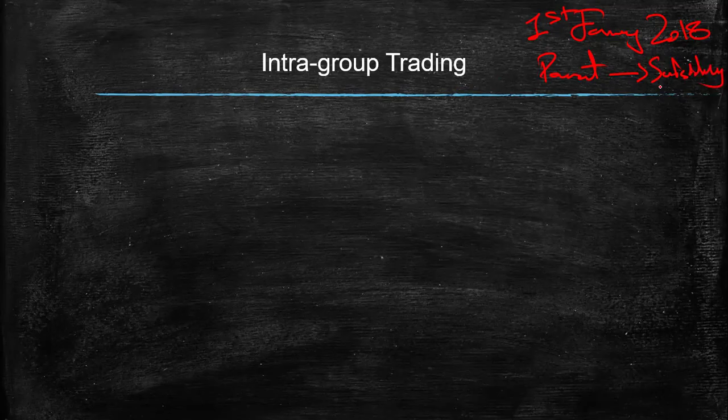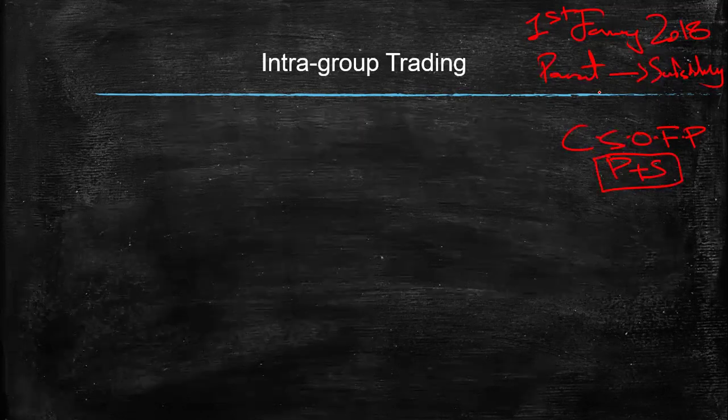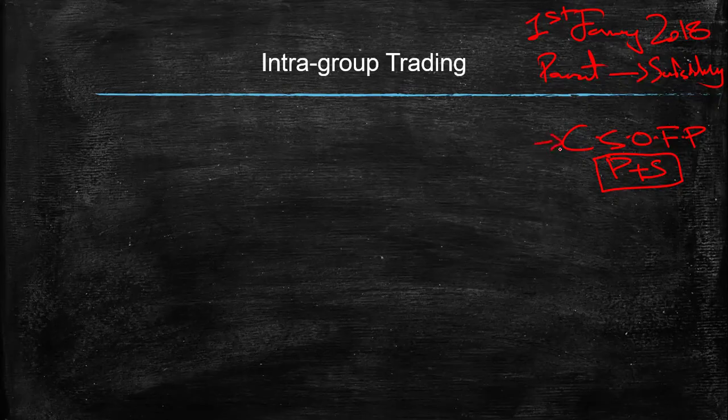Now you can imagine that when we're preparing the consolidated statement of financial position, we are preparing this statement as if parent and subsidiary are one company. So the intra-group transactions do not make sense when it comes to the consolidated statement of financial position, because in that case parent and subsidiary are one company, and intra-group transactions are transactions that have taken place between these two companies, between the parent and the subsidiary. So when we're preparing the consolidated statement of financial position, how can we present the intra-group transactions in there?